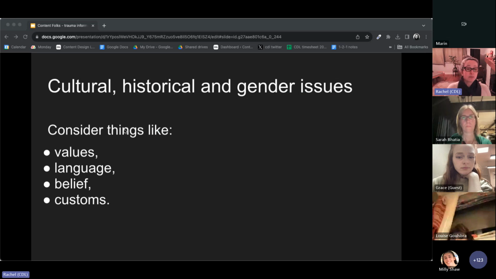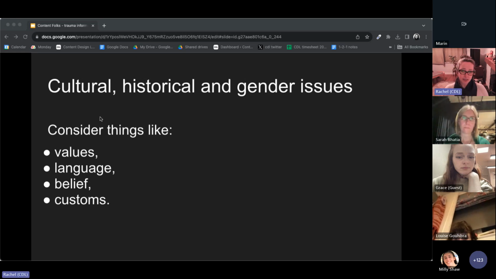So finally, the last principle, our content should always be inclusive. We take care to write respectfully and inclusively about things like gender, age, and disability. And trauma-informed practice thinks about cultural, historical, and gender issues too. And this means considering things like values, language, belief, and customs. And you may also incorporate traditional cultural connections and recognize the need to address historical trauma.